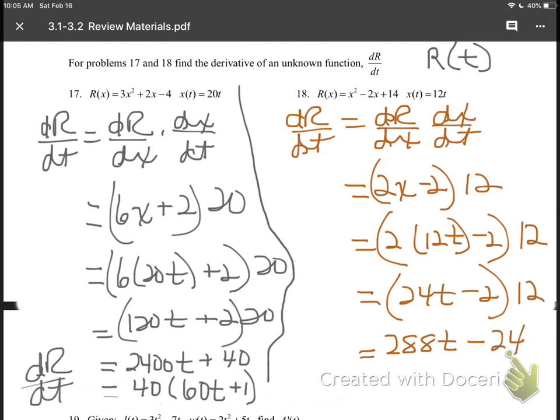Now, I can factor out 24, it goes into both of these terms. So I'm going to end up saying that dr dt equals, pull out a 24. 24 times 12 gives you back 288. t minus 1. And that's your best form for this answer. Okay, so those are dr dt's. Let's go on the next page and we'll do the last two problems.